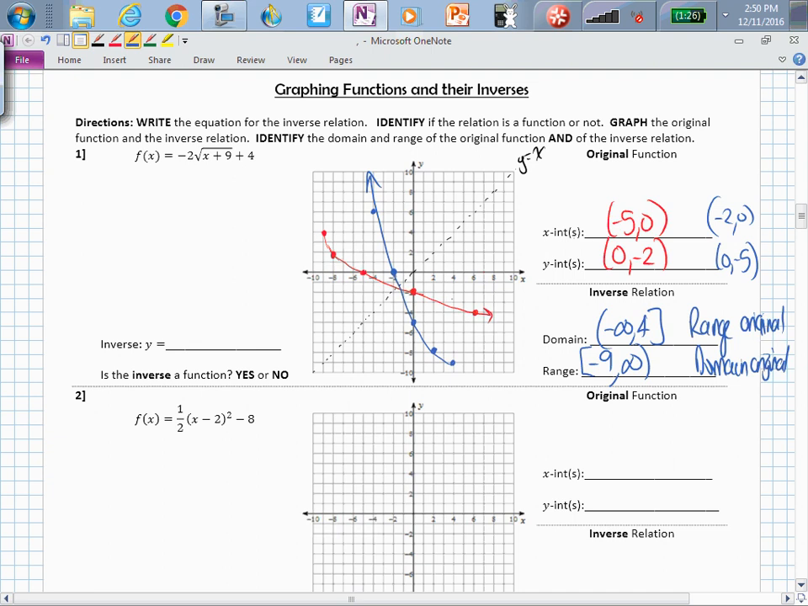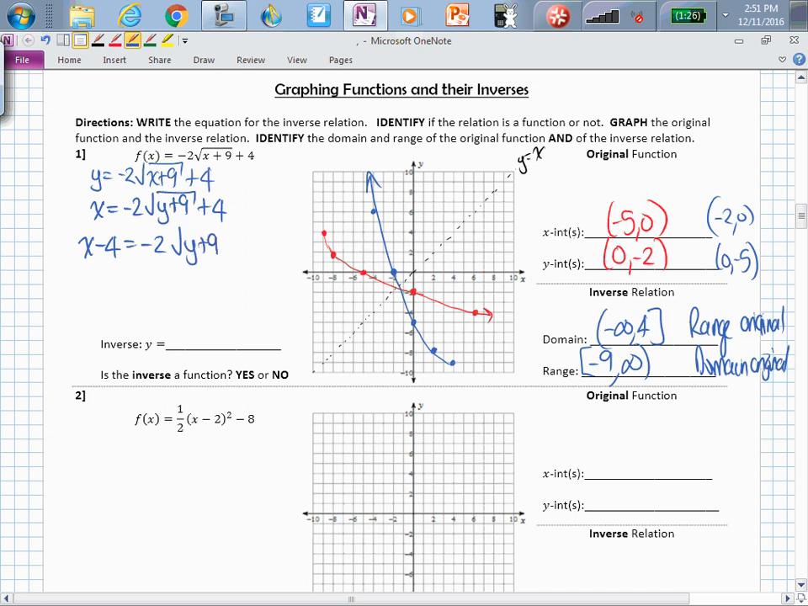Okay, next part. So we've got to find the equation. So we're going to write y equals -2 square root of x plus 9 plus 4. Now there's two ways you can do this. You can just go ahead and rearrange for x right now and then change it for y, or you just switch your x and y's at this point, and then once you've got the y on its own, it's easy enough.